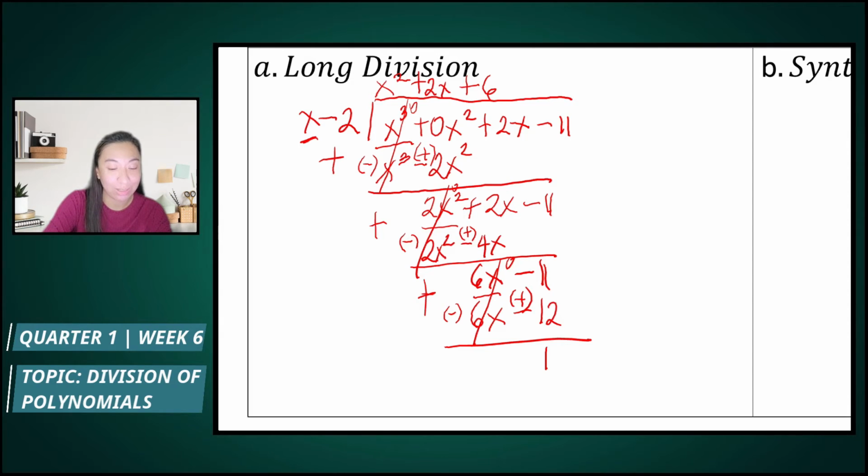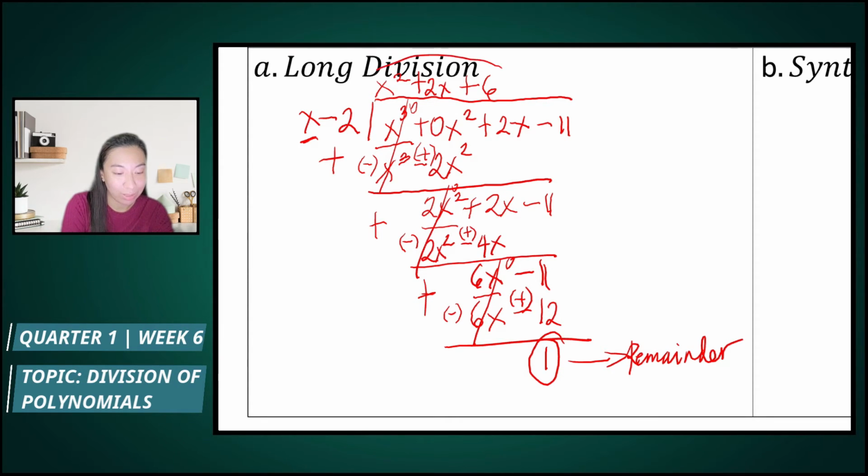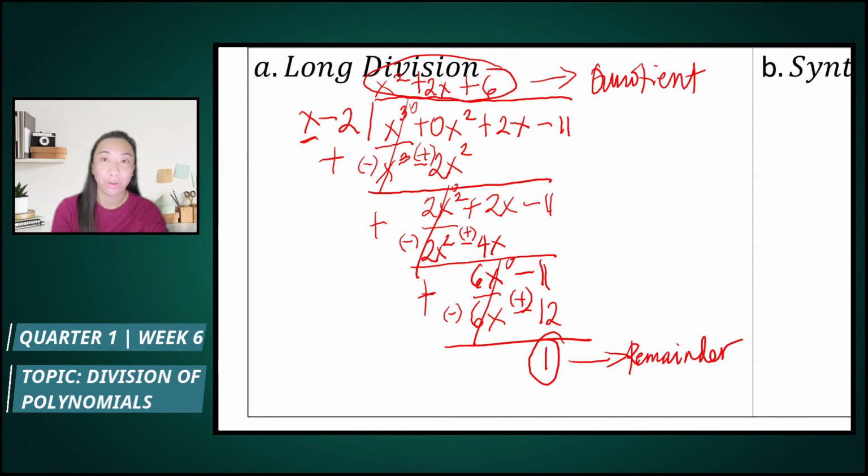So, if you notice that there is no variable, therefore, we can say that this last entry here is our remainder. Okay? And then, our quotient now is this one. So, x squared plus 2x plus 6. Okay. Yan. So, of course, we'd have to double check whether it is the correct answer by using synthetic division. So, we will compare later on if we come up with the same answer.